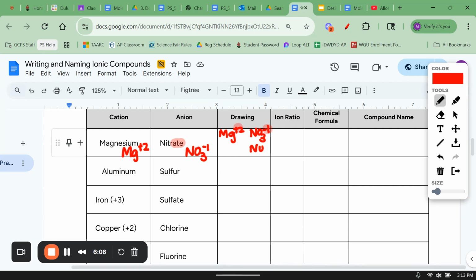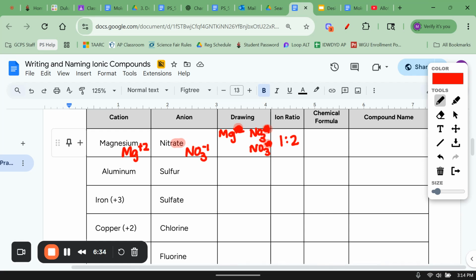So I'm going to go ahead and add on another negative. When I do that, I can now see that I have 2 negatives to balance out our 2 positives, which means that everything is now the same number, which means it all goes away because it equals 0. Our ion ratio will be from the number of ions that we wrote down. So I wrote 1 Mg ion and 2 NO3 ions.